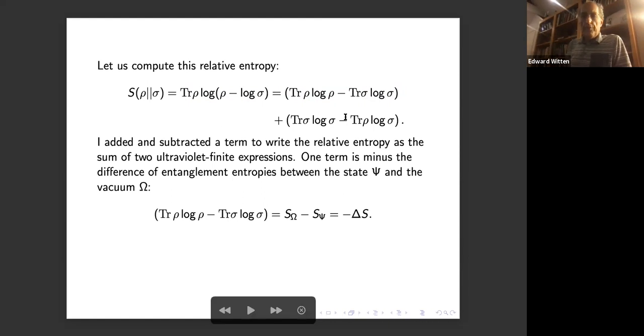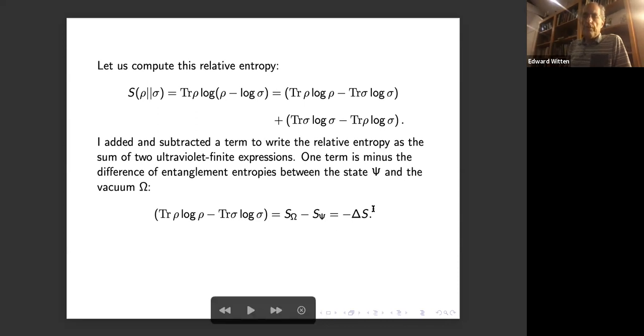Now, the first term is minus the difference of entanglement entropies between the state psi and the vacuum omega in the region A, in the Rindler wedge. Since the entropy is minus trace of sigma log sigma, that would be S omega, and this one is minus S psi. The two terms here are simply the entropy of the state omega or psi for measurements in region A, in the Rindler wedge.